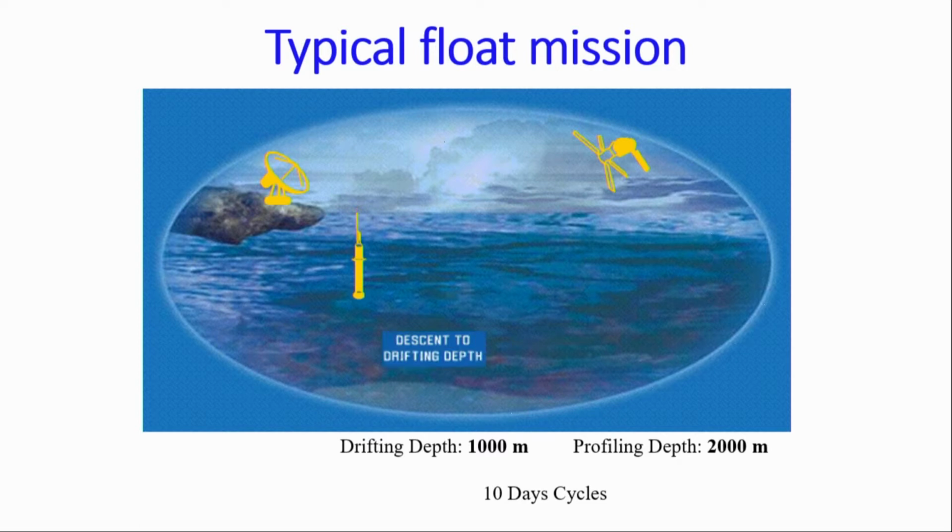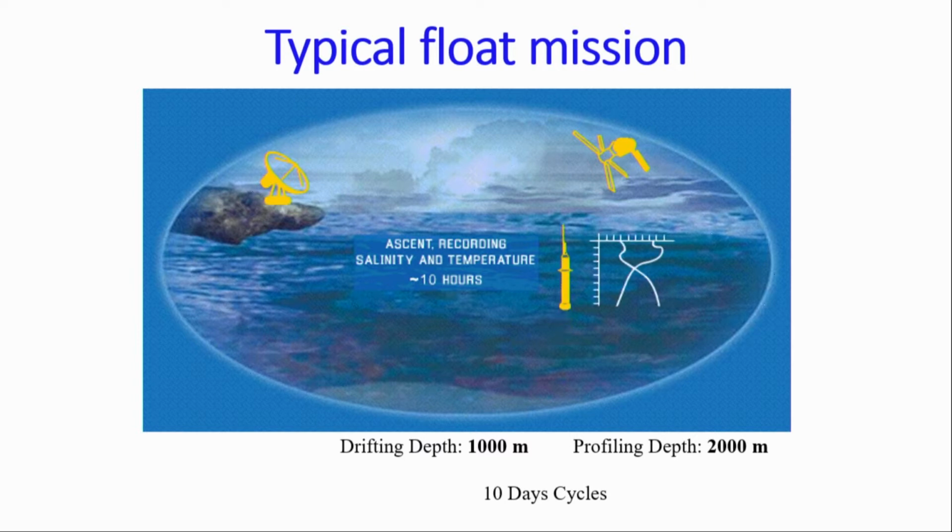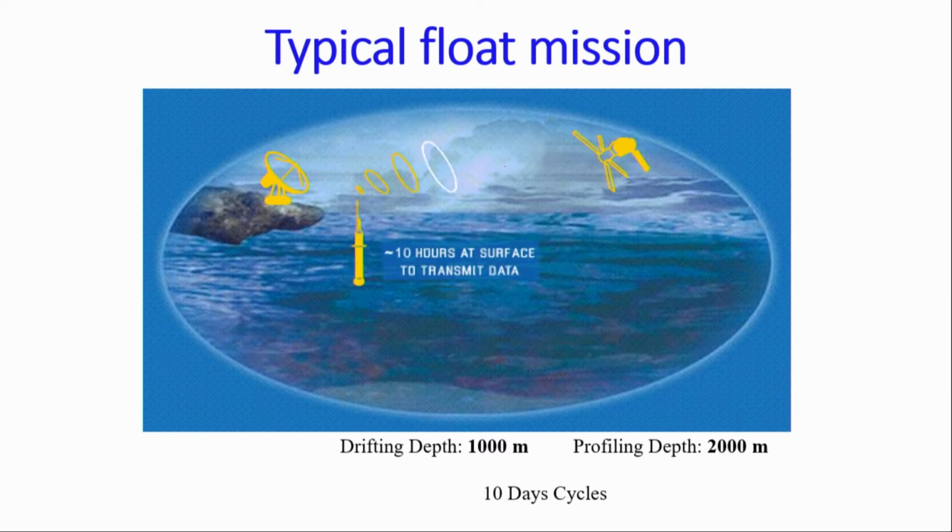Once this float is deployed into the ocean, it dives up to 1000 meters depth, and after that it drifts for 9 days. After 9 days it dives to 2 kilometers, and when it reaches 2 kilometers, it then comes to the surface. When it comes to the surface, it continuously monitors and acquires temperature, salinity and depth information, and once it reaches the surface it sends the data to the satellite. From the satellite we receive the data onshore.